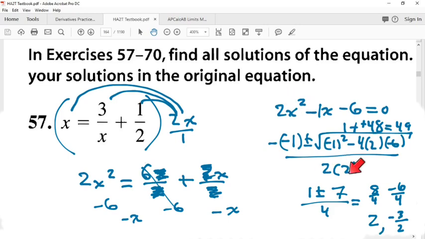So, are these answers safe? Do they make the denominator 0 here? No, so they're safe. These are your answers.